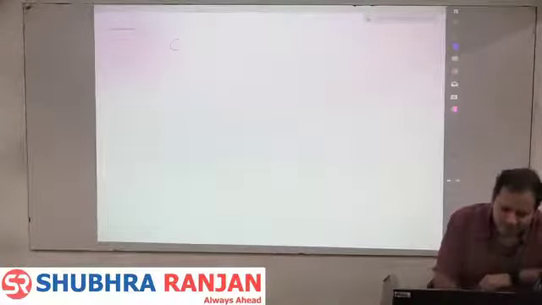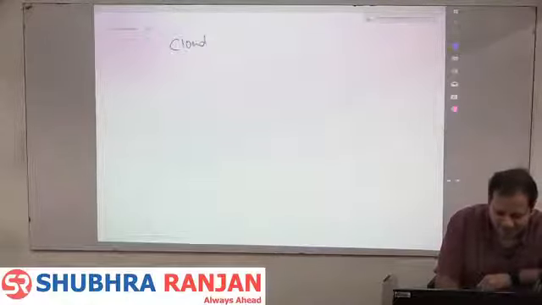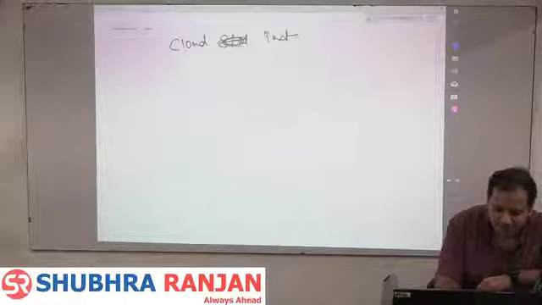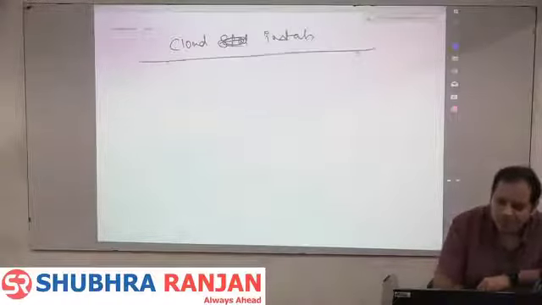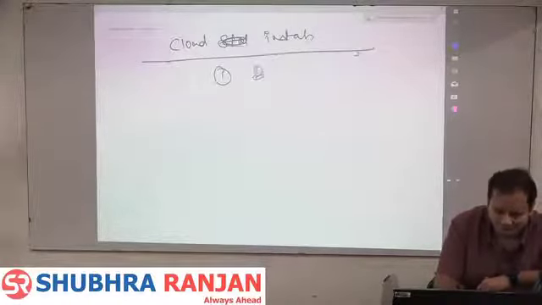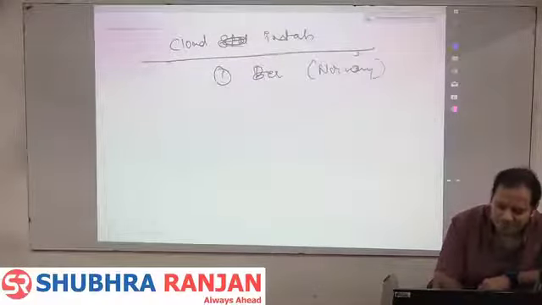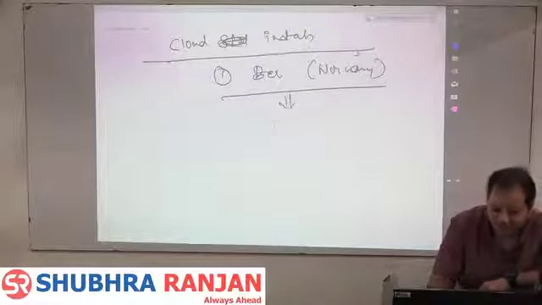So what does the cloud instability theory say? Cloud instability theory. Tell me the structure, whose theory is it? Bergeron's. Where was he from? Norway. Therefore, he will talk about what? Ice crystals.